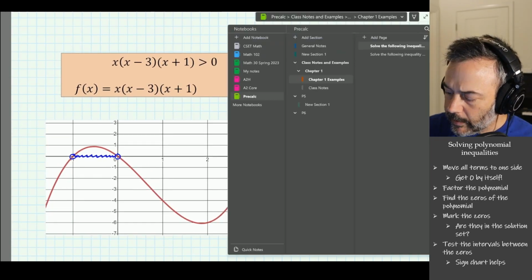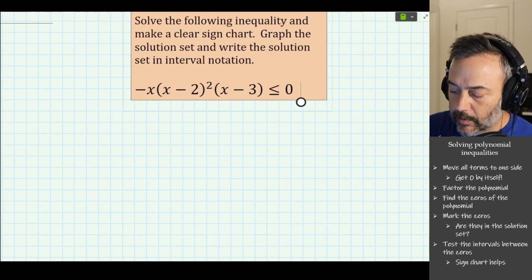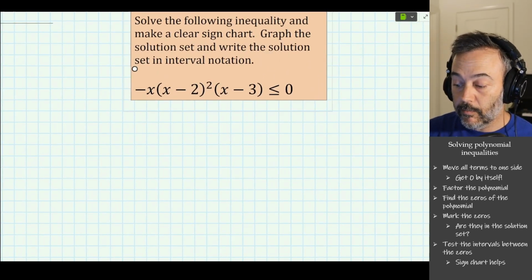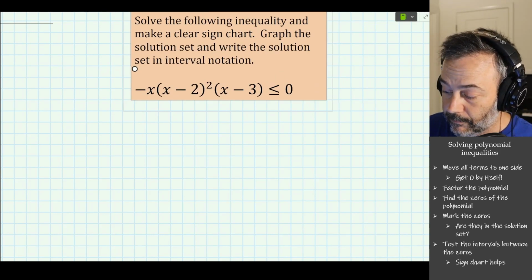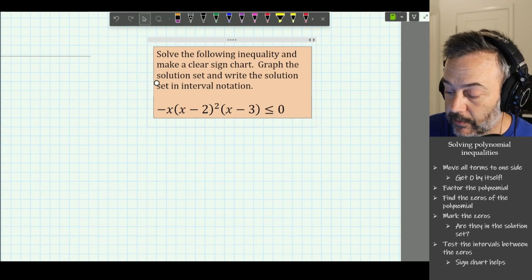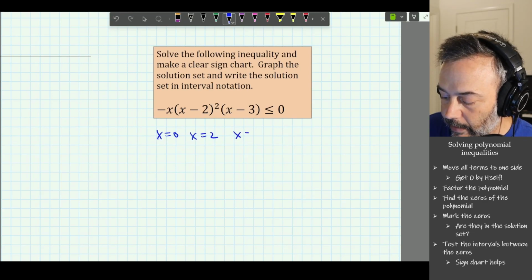Okay, one more quick example just to show you one thing that can come up. And this one is a little quicker because it's already brought to one side and already factored. So let's do a quick sign chart. The first thing we need to do is find the zeros of this. And the zeros are x equals 0, x equals 2, and x equals 3.